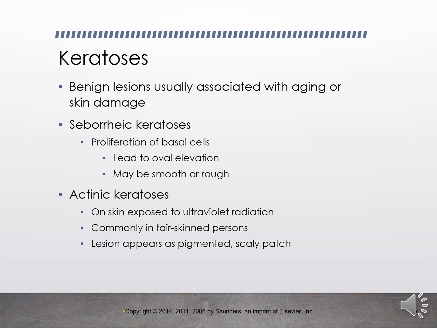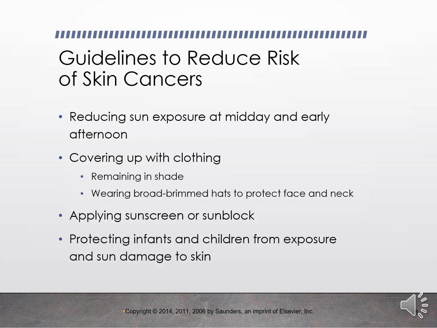Then we have actinic keratoses. These happen on the skin that's exposed to UV radiation. It's commonly found in fair-skinned people. These look like a darkened scaly patch. These can actually develop into squamous cell carcinoma. Some general guidelines to reduce the risk of skin cancers are to reduce sun exposure, cover up with clothing and hats, or remain in the shade. Apply sunscreen. Protect infants and kids from exposure and sun damage.